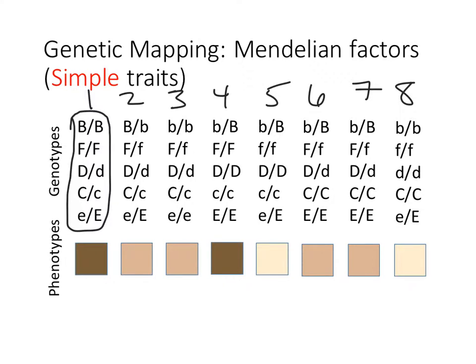So we've got the genotype of individual 1, and we've got its phenotype here down below. Somehow that genotype, capital B over capital B, capital F over capital F, etc., produces this phenotype. And we want to know what gene controls this trait. So I've shown you 8 different phenotypes, 8 different genotypes. This is genetic mapping of a simple trait. How do we figure out which of the genes controls this trait of skin color or coat color?